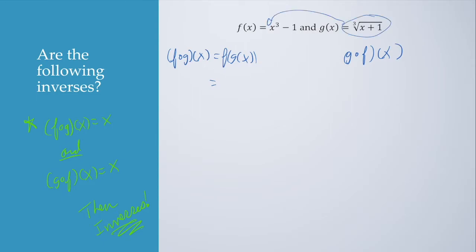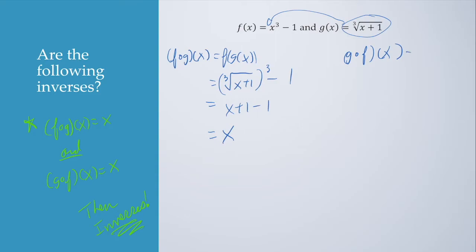So I've got the cube root of x plus 1 cubed minus 1. Cubes undo cube roots, so I've got x plus 1 minus 1 and x. These two functions are inverses. Woohoo! Next, let's take g composed with f of x.